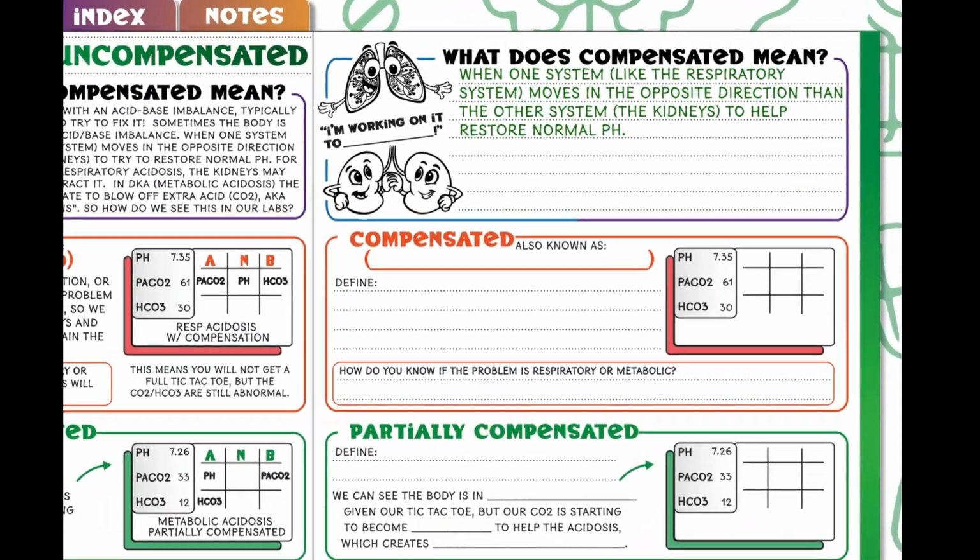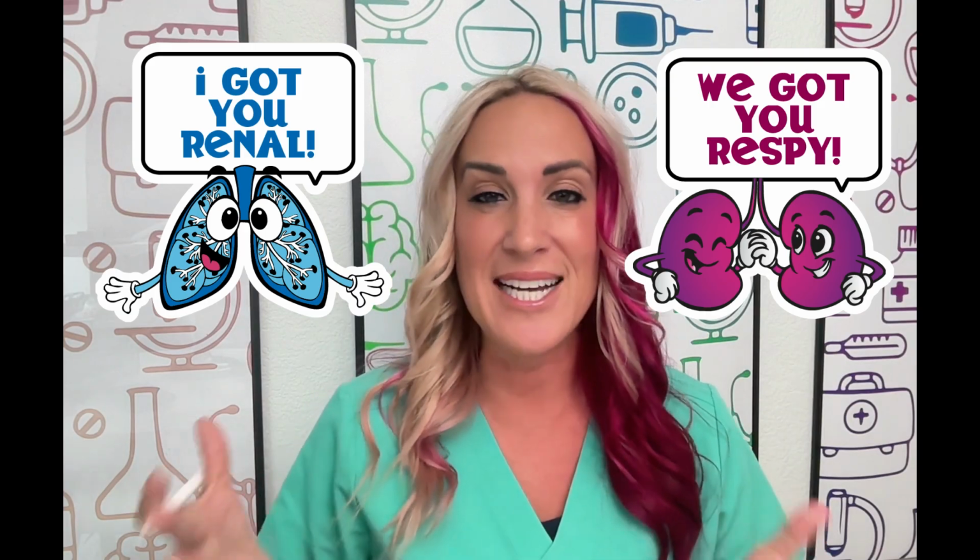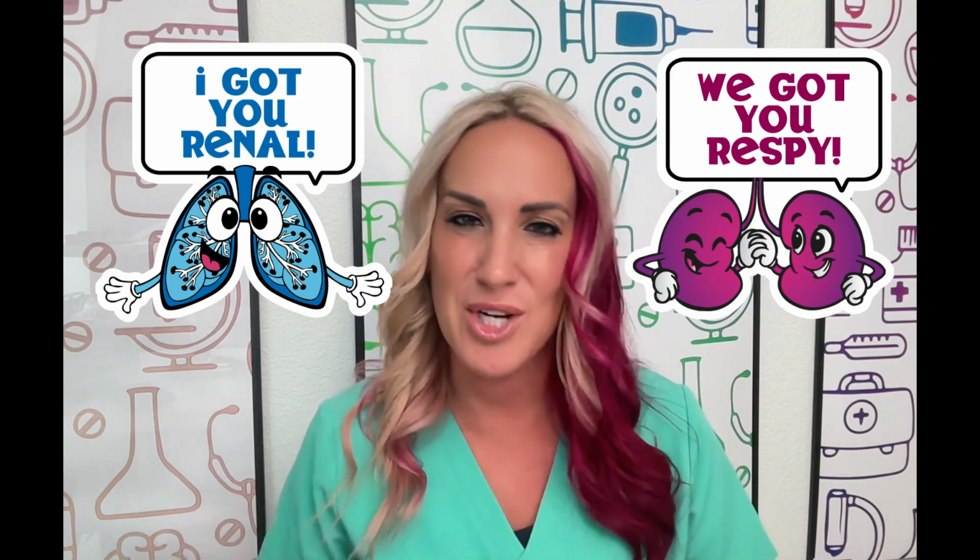So how do we determine this? Well, it all starts with that term compensated. So what exactly does compensated mean? When one system, like the respiratory system, moves in the opposite direction than the other system, like our kidneys, to help restore normal pH. So essentially, this is like our two systems saying, hey, I see you, I'm working on it, and I'm trying to help you out.